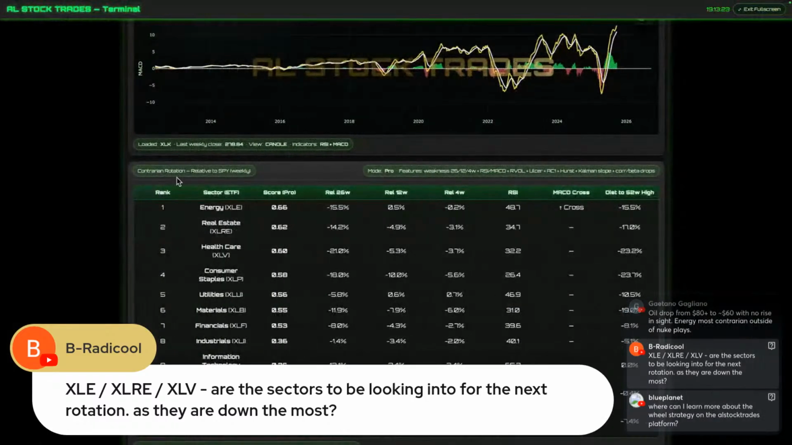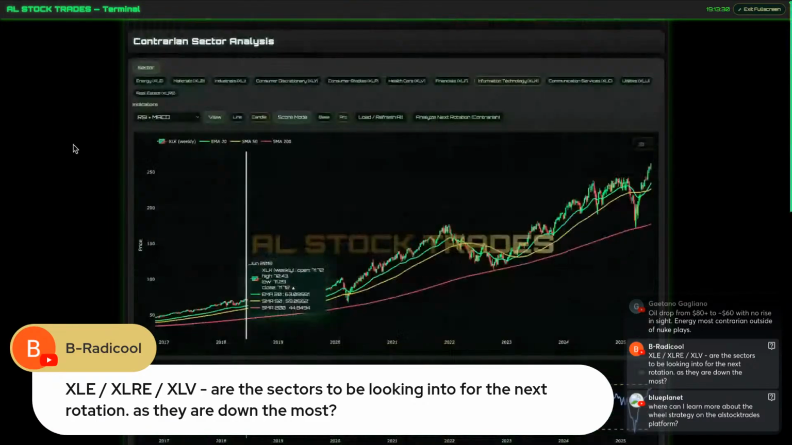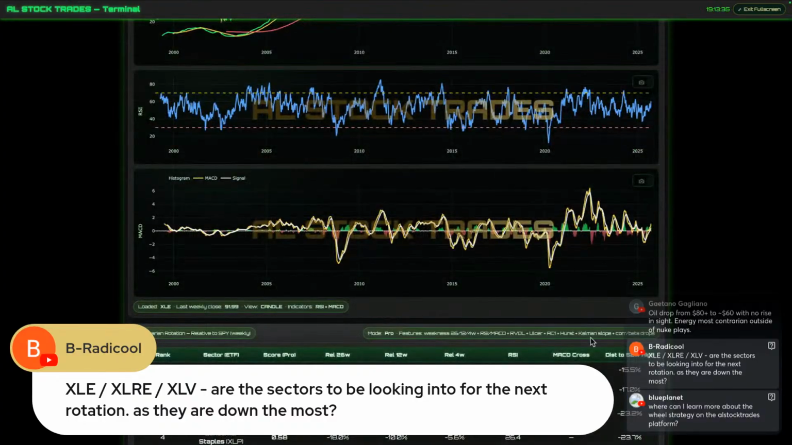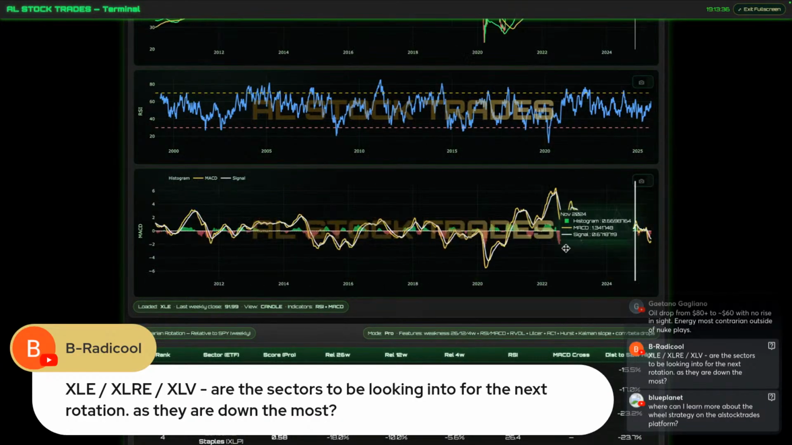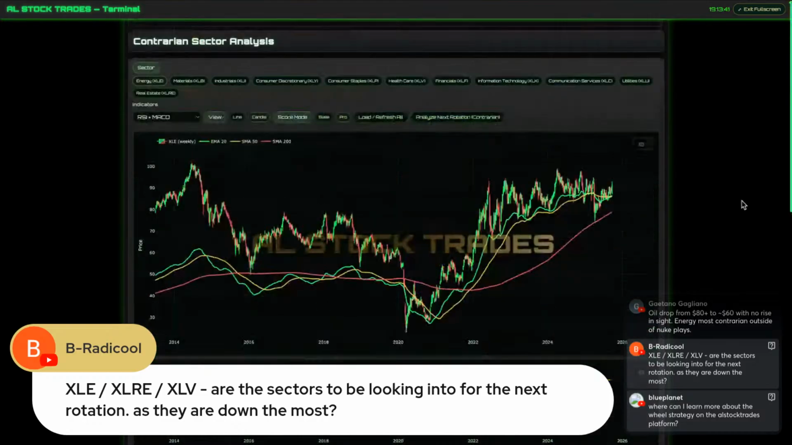So, okay. I was just surprised because I thought energy was doing well. But it looks like there was a MACD cross that happened. Let's go on energy. Let's see. When did the MACD cross happen? What is it? MACD cross.